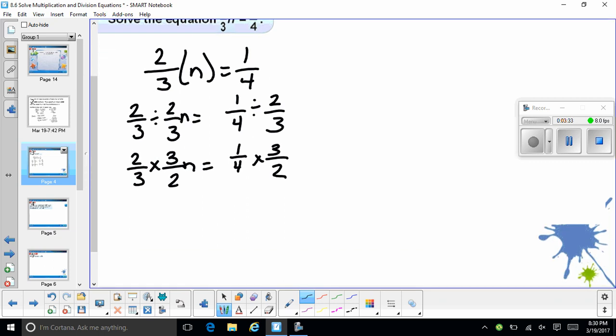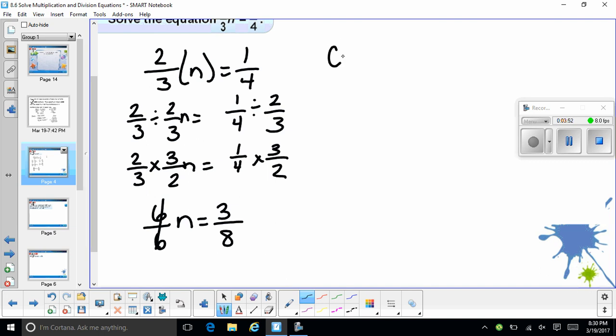Okay, so 2 times 3 is 6, 3 times 2 is 6, so that cancels each other out and leaves me with n. And then I'm going to go ahead and solve on this side. 1 times 3 is 3, 4 times 2 is 8. And so n equals 3/8.